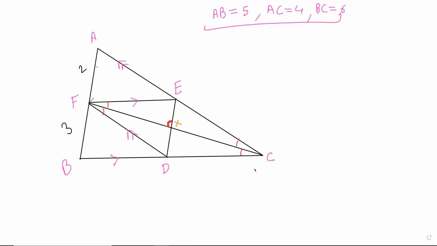What is the idea in this diagram? Look at this. I'm trying to apply Pythagoras theorem on this. Let's find FE. FE is very simple to find, because FE by BC is 2 by 5. Smaller triangle, bigger triangle, 2 and 5. You know BC and 6, so you can find it.